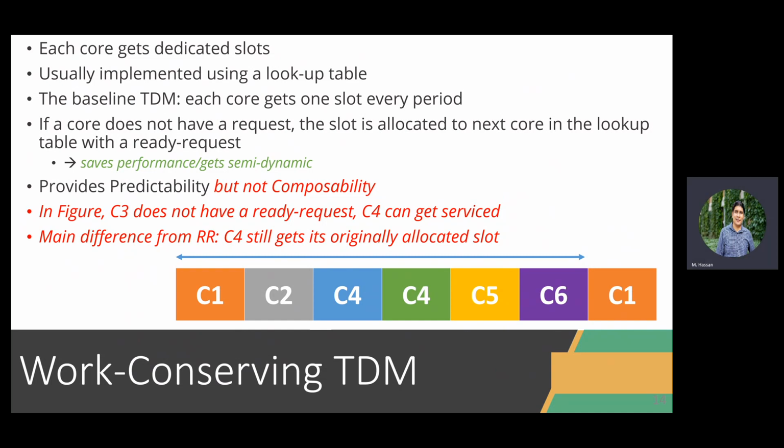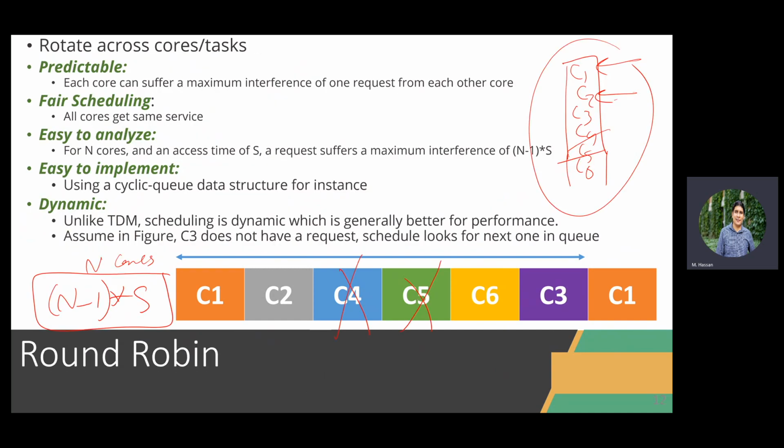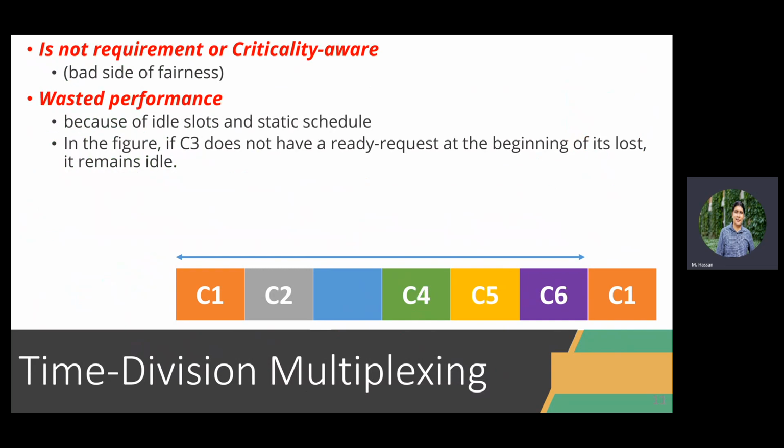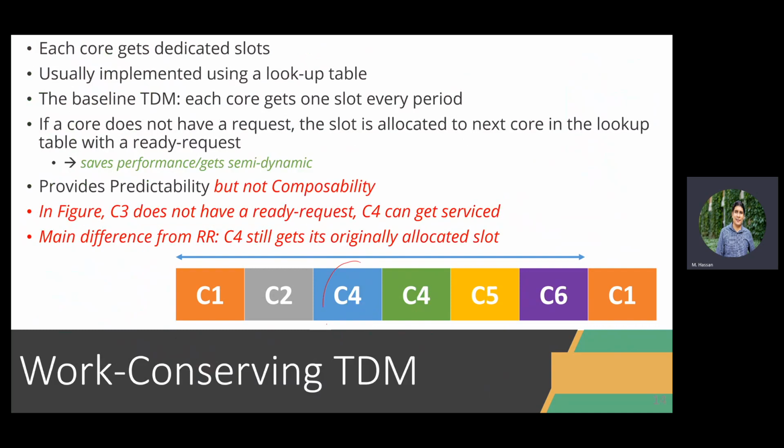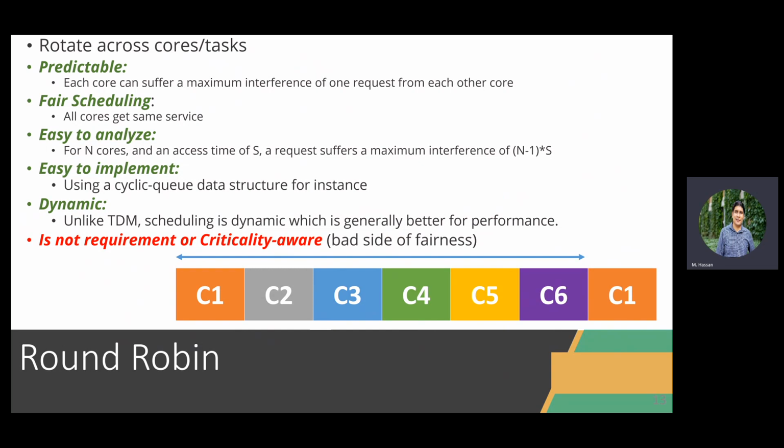But the bad side of being dynamic is that it is not composable, as we're discussing right now. So here I'm giving you an example, taking exactly the same example we had in TDM. If C3 didn't have something here, in TDM it remains idle. But if I go to round robin, if C3 does not have something here, I will serve C4, and then shift everything afterwards.